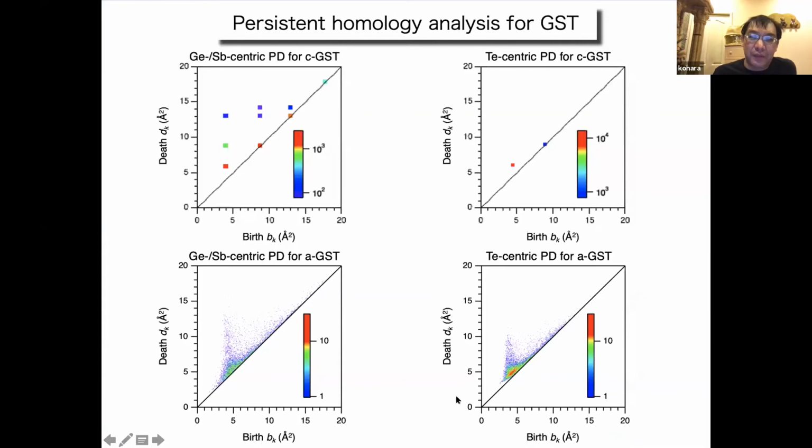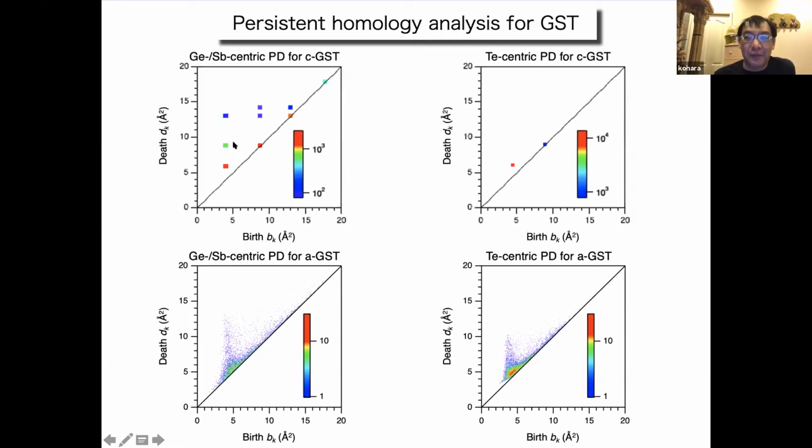So next, we performed the persistent homology analysis. This is germanium antimony site. This is tellurium site. This is crystalline phase, and this is amorphous phase. It is an important point. They are very similar.